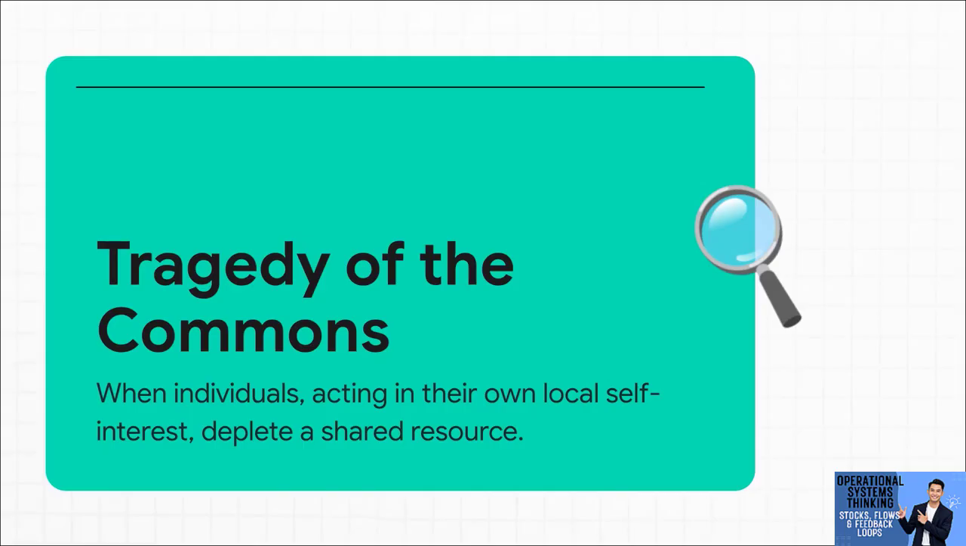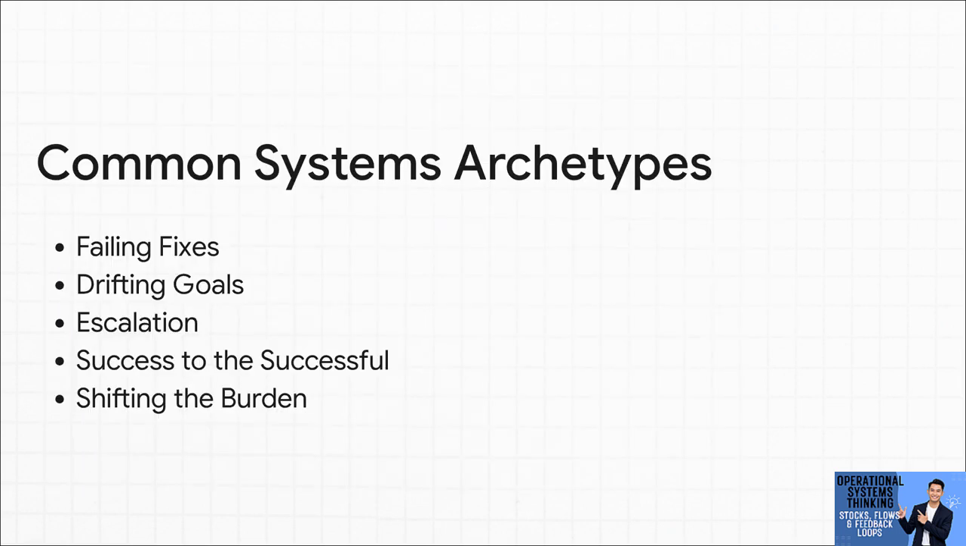And that pattern is called the tragedy of the commons. It's what happens when a bunch of people share a resource. For each individual fisherman, the rational choice is to catch as many fish as possible. But when everyone makes that same locally rational decision, they collectively destroy the resource, leading to a collapse that hurts absolutely everyone. The tragedy of the commons is just one of many of these repeatable patterns, or systems archetypes. These are common stories that play out again and again in the world, from shifting the burden to success to the successful. And learning to spot them is like having a superpower.